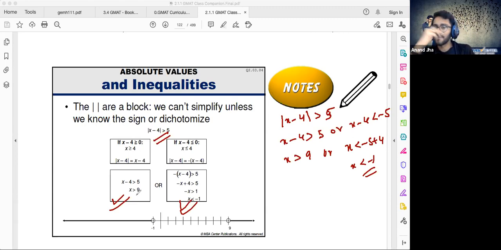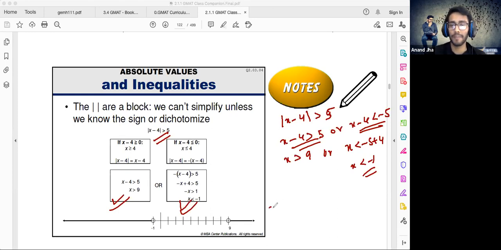x less than minus 1, I said, right? If I take 0, oh, 0 is more than minus 1. Sorry, I got confused. Okay, take any number less than minus 1. Minus 3. Minus 3 minus 4 is minus 7. Mod of minus 7 is 7. 7 is again greater than 5. So very carefully remember that. Mod x greater than a when x is greater than a or x less than minus a. Mod x less than a when x greater than minus a but less than a.